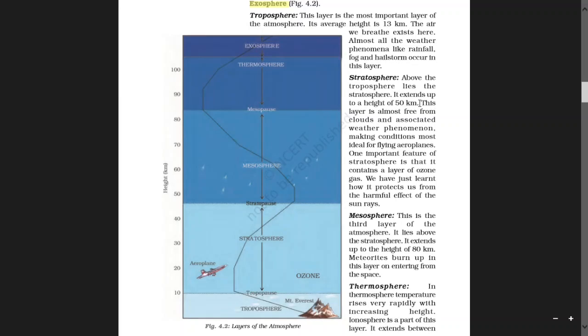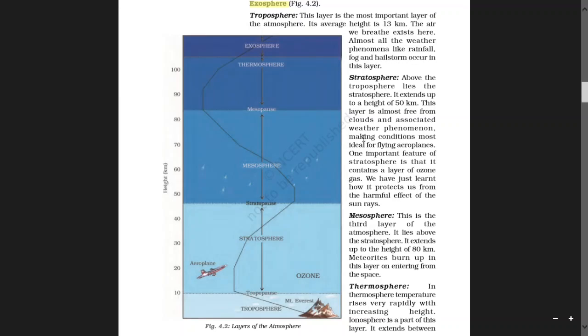At first, up to 13 kilometers from the surface of the earth, you find a layer, and the name of that layer is troposphere. Just after that you find another layer. The name of that layer is called stratosphere. So this stratosphere extends up to a height of 50 kilometers. This layer is almost free from clouds and associated weather phenomena.